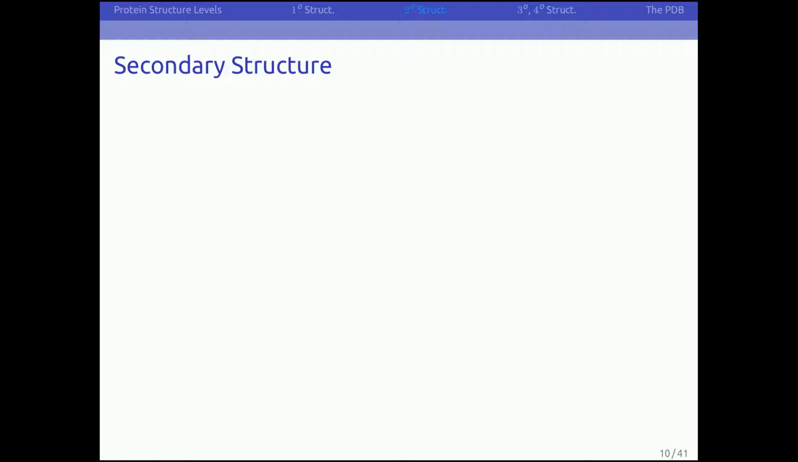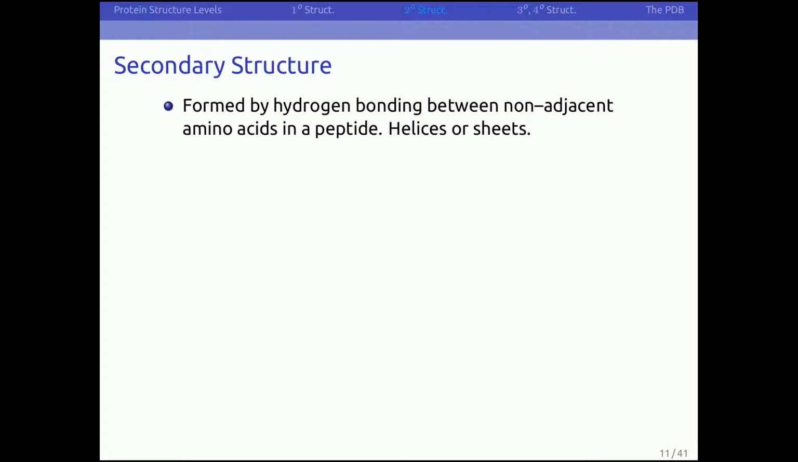So then what is secondary structure? Secondary structure is formed by hydrogen bonding between non-adjacent amino acids in a peptide. So adjacent amino acids are connected together by a peptide bond. In secondary structure, you have non-adjacent amino acids that form hydrogen bonds with each other. And repeating patterns of hydrogen bonding form well-known secondary structures. And the two most common cases that you will encounter are helices and sheets.